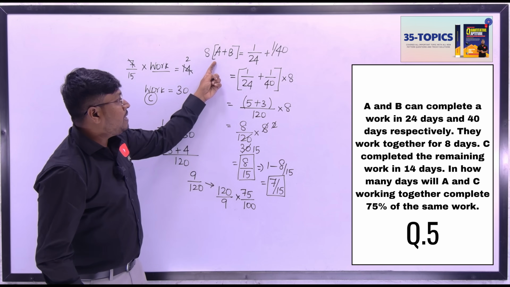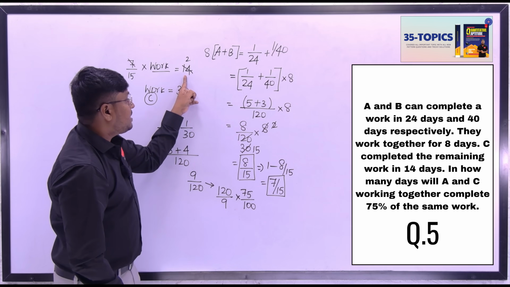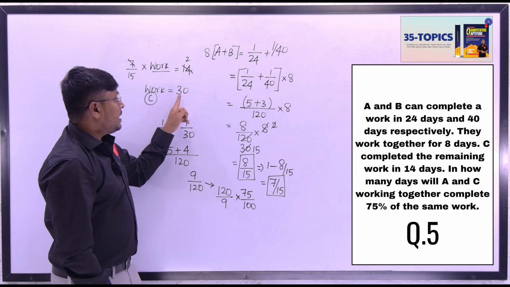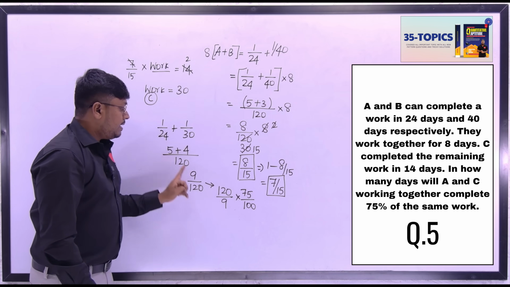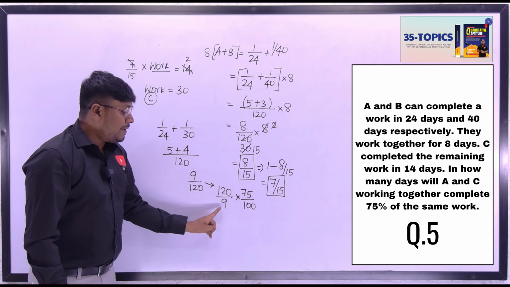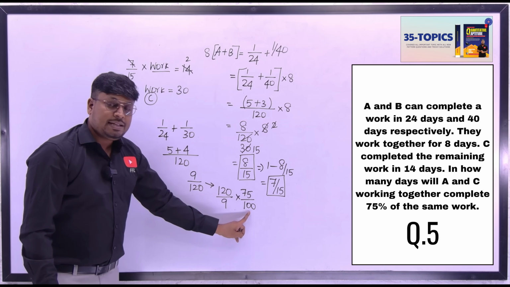So first we found A and B's 8 days of work and the remaining work. This work was completed by C in 14 days. So C alone can complete the work in 30 days. Now A and C, both working, will complete the work in 120 by 9 days. But this is 100% of the work, and our target is to find only 75%.